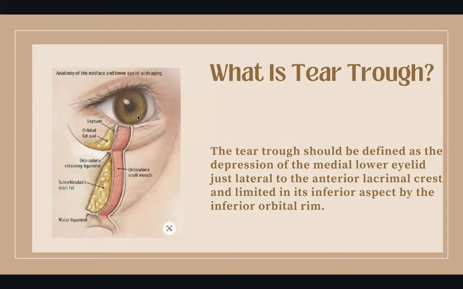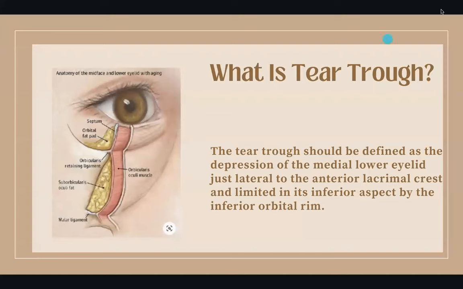One important thing is that the tear trough is present in children also. So we don't call it a sign of aging, because it is present in children too, and its appearance depreciates with age. When we look at the anatomy, we have the orbicularis oculi ligament running like this.